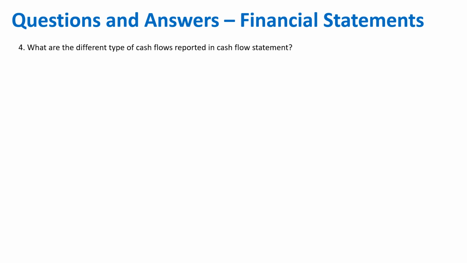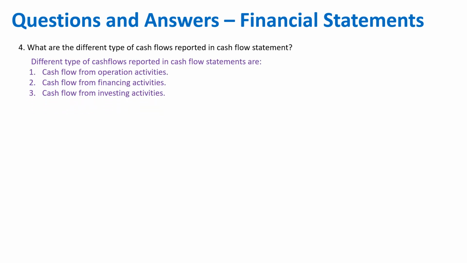Question number 4. What are the different types of cash flows reported in the cash flow statement? So the different types of cash flows reported in cash flow statements are cash flow from operational activities, where you report the cash movement of all the operational activities, your core business. Cash flow from financing activities, that means your source of fund. It could be issue of share capital or borrowings from bank. All those cash flows will be recorded under financing activities. And then cash flow from investing activities, where the company is investing. For example, you are investing in fixed assets, the company is investing in subsidiaries. So all those cash flows will be reported under cash flow from investing activities.